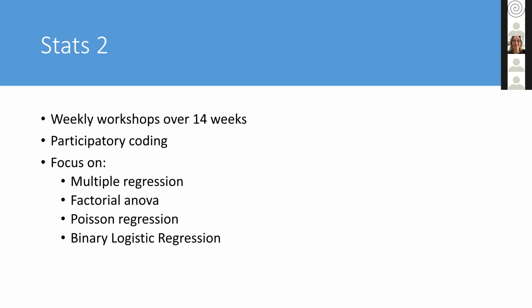So very briefly then for Stats 2, Stats 2 uses a similar model to Stats 1 in that they have weekly workshops spread over 14 weeks. They also have some lectures. And we try and adopt this participatory coding approach, this whole I do, we do, you do type thing. That works better for some topics than others. The workshops are only an hour long, so for larger topics, we don't always get to the you do bit, which is a shame. It's something that we're looking to work on.